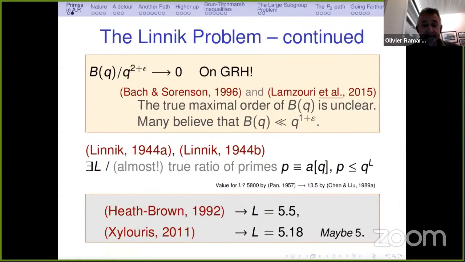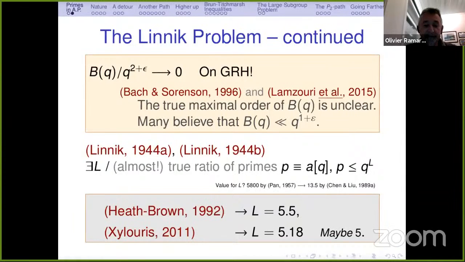But in fact, the true maximal order of B of Q is not known. The poor man's argument is to say that B of Q should be Q to the 1 plus epsilon, and that's what I believe, and many people believe that. But it's really because we don't see why we should argue in another way. I don't have any argument that says, look at this sum, and there's some cancellation here, so the true order is Q.